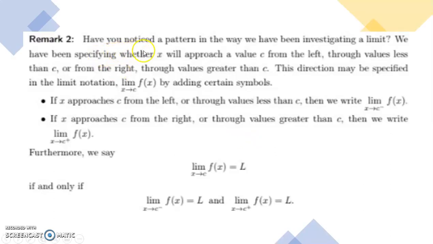Remark number 2. Have you noticed a pattern in the way we have been investigating a limit? We have been specifying whether x will approach a value c from the left through values less than c or from the right through values greater than c. This direction may be specified by the limit notation, limit of f of x as x approaches c, by adding a certain symbol. So, if x approaches c from the left or through values less than c, then we write limit of f of x as x approaches c with a negative sign.